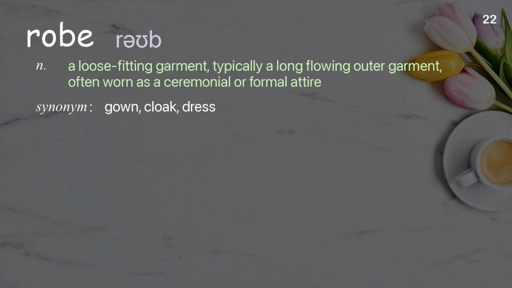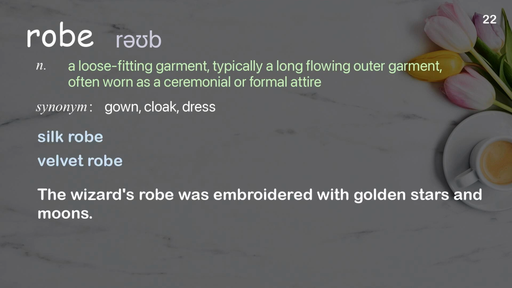Robe. A loose-fitting garment, typically a long flowing outer garment, often worn as a ceremonial or formal attire. Examples: Silk robe. Velvet robe. The wizard's robe was embroidered with golden stars and moons.